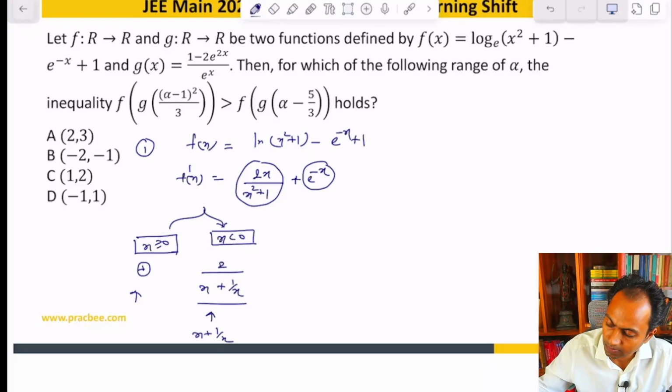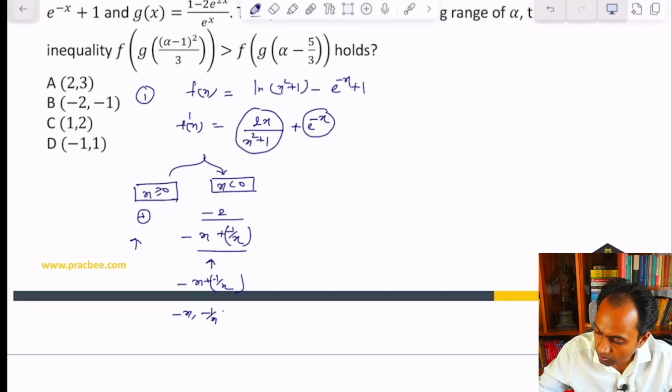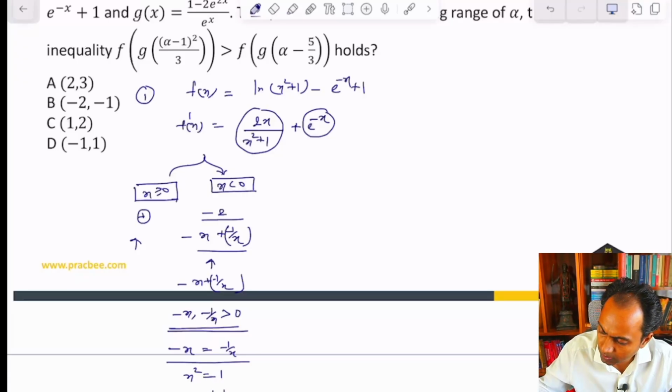Here, we can write it more smartly as minus 2 by (minus x plus minus 1 by x). Why so? Because when x is smaller than 0, minus x and minus 1 by x, both of these quantities would be positive. I can now apply AM is greater than or equal to GM. So their minimum value is going to come when both of them become equal. So x square is equal to 1, x comes out to be plus minus 1. Since we are looking for values smaller than 0, it will happen at minus 1.